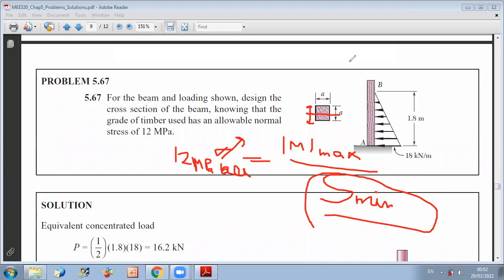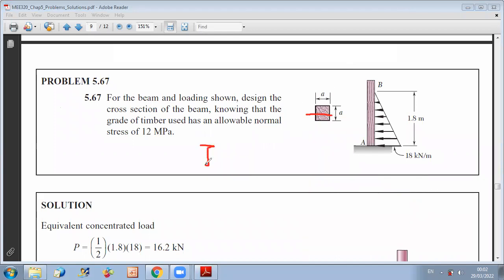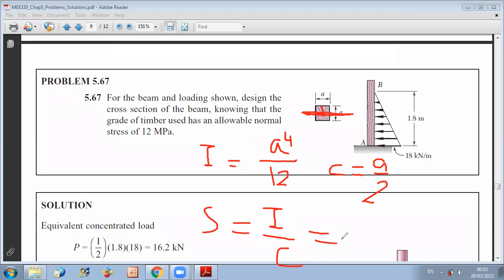S you can easily express as a function of A because here it's a square. The inertia of a square you can deduce from a rectangle, b h cube over 12, but here b is equal to h. So it's A to the power 4 over 12. And for c, c1 equals c2, the neutral axis is at the middle, so the distance from the neutral axis is A over 2. And now your modulus S is I over C, so it's equal here to A cube over 6. And then when you get S minimum, you can get the corresponding A minimum. So S minimum corresponds to A minimum cube over 6. And then you can calculate the minimum value of A to not exceed the allowable normal stress of 12 megapascal.